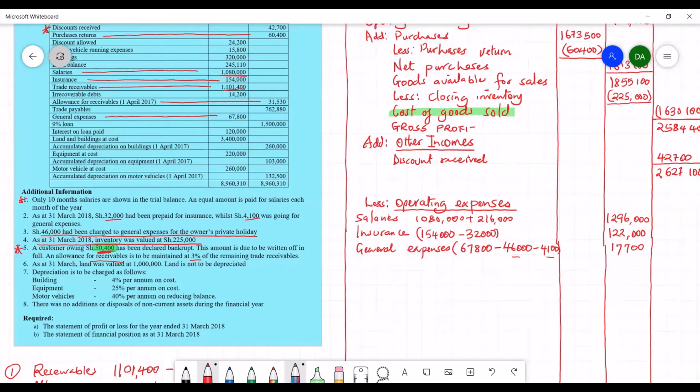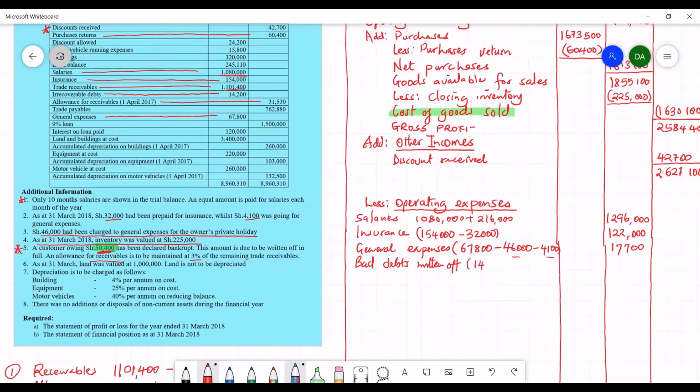In the additional information number 5, we have done number 4. Number 5, a customer owing 50,400 has been declared bankrupt. That means bad debts written off. So we say bad debts written off. The bad debts written off there is equal to irrecoverable debts, which is in the trial balance here. Irrecoverable debts is 14,200.